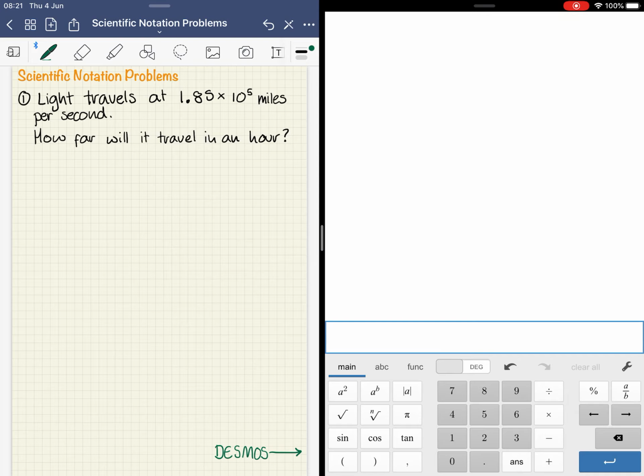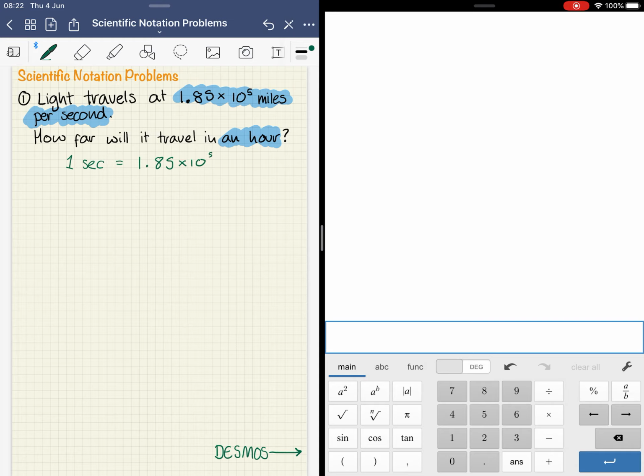So light travels at 1.85 times 10 to the 5 miles per second. I'm going to highlight that because that's definitely an important bit of information for me to use. How far would it travel in an hour? So first thing, that first little highlighted part means in 1 second we're travelling at 1.85 times 10 to the 5.